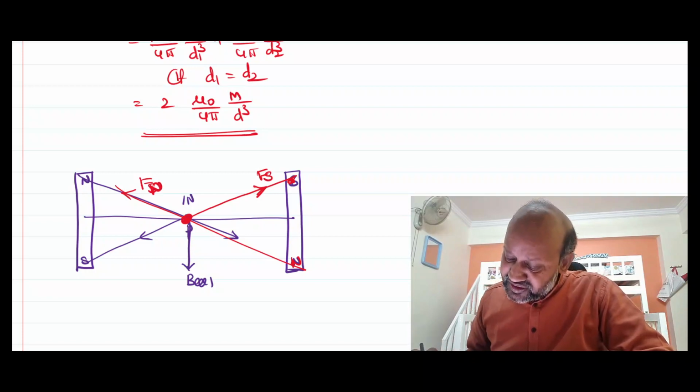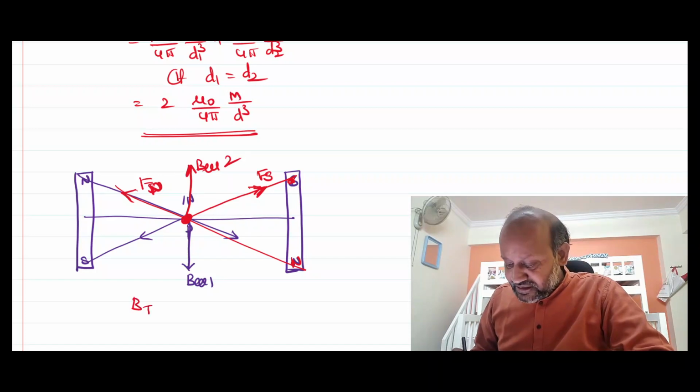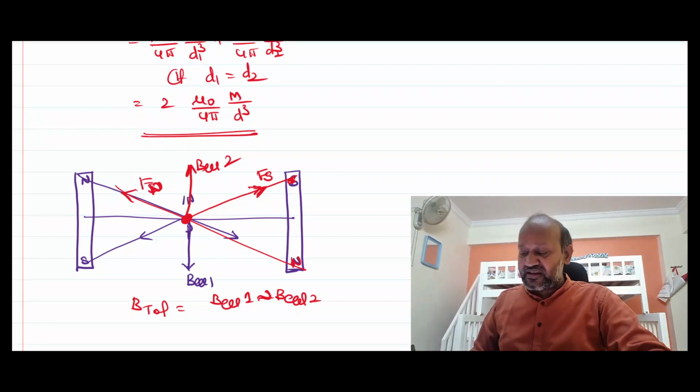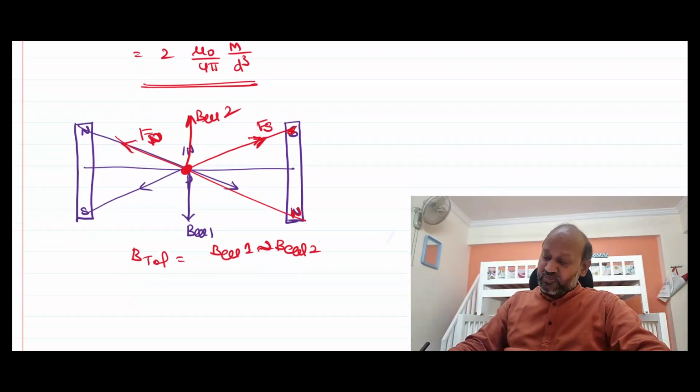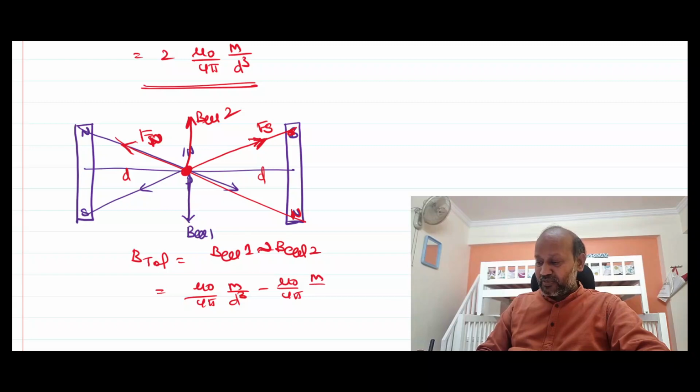Because these two forces are in the upper part, their resultant B equatorial will be upward. In this case, B total will be B equatorial 1 minus B equatorial 2, or the difference between them. Whichever is higher, the resultant will be in that direction. So, I can get a null point. How much is that? Mu naught by 4 pi, m by d cube, if I assume both the distances are the same. As the magnets are identical, their magnetic moments are also the same. I can get a null point, right?